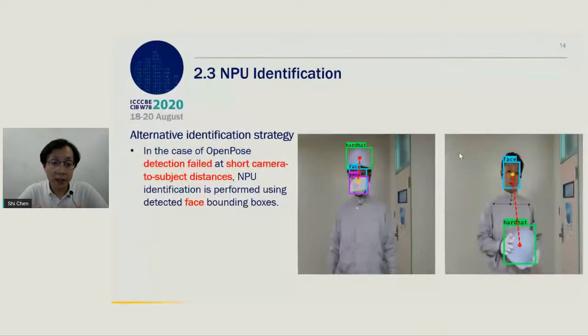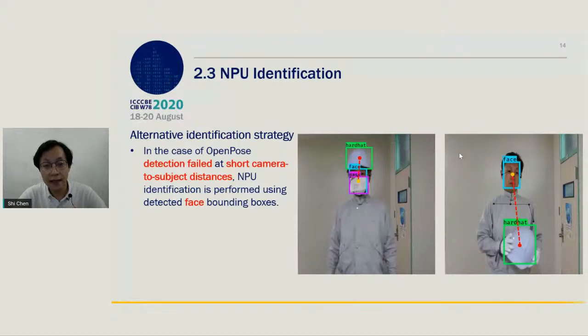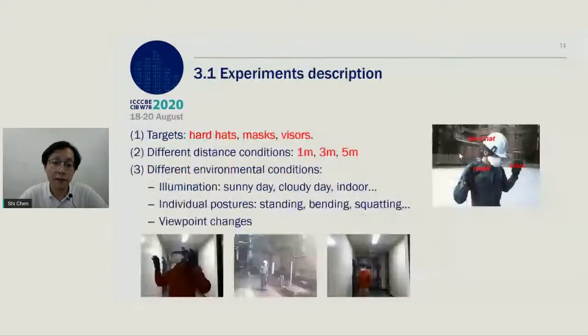To further improve the robustness of NPU identification, we provide an alternative identification strategy in case OpenPose detection fails at short distance. This strategy considers only that the object detection model is available and employs a human face bounding box to characterize the NPU identification.